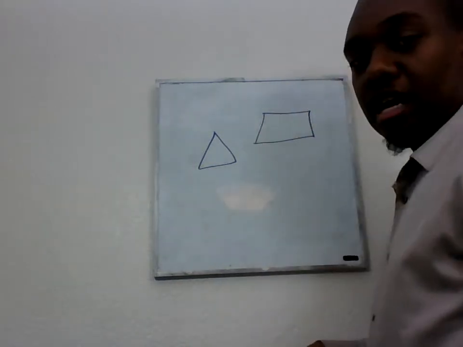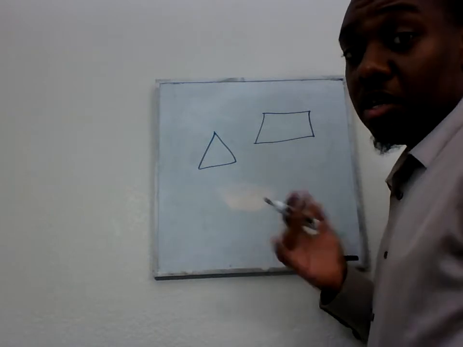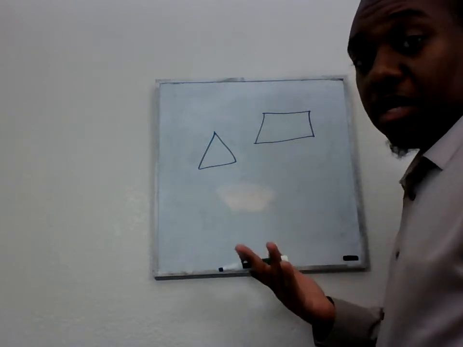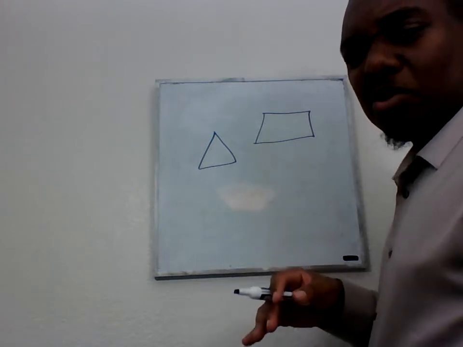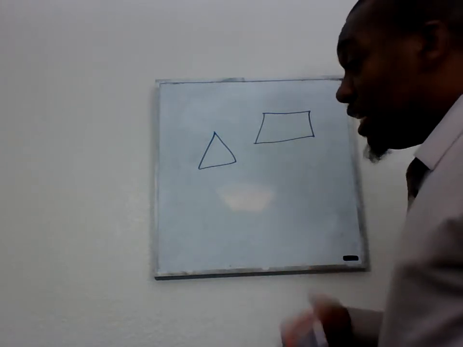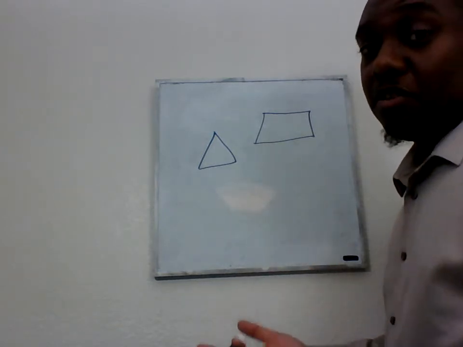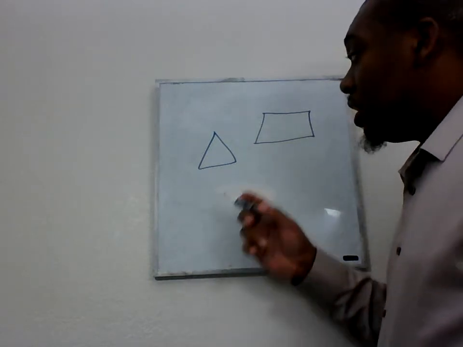Now, next we can have something like this. And some of you may say, oh, that's a square. That's not a square. It's just a quadrilateral. You don't know anything else about it. Some of you may even say, I think that looks kind of like a trapezoid or something. It kind of does, but it's not. Again, you don't know anything about it. So right now it's just a quadrilateral.